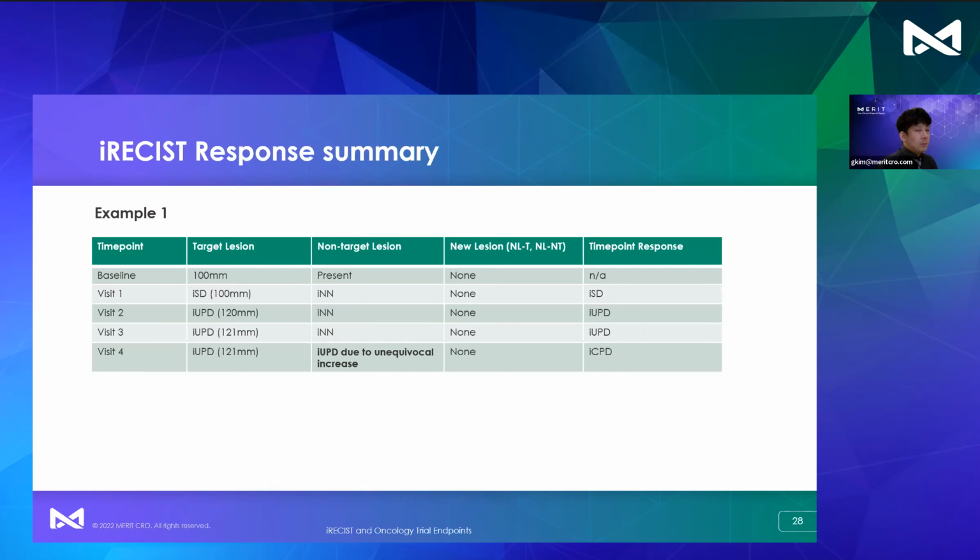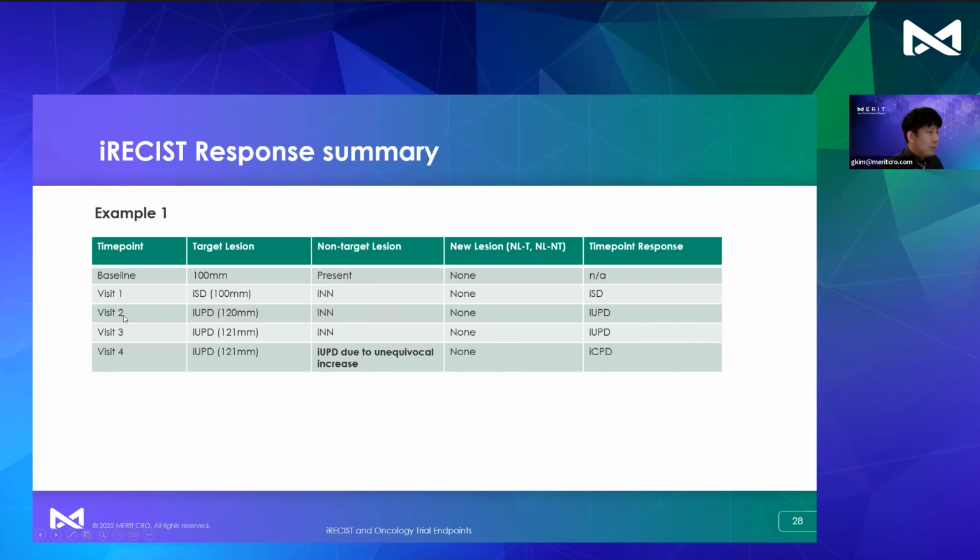So here are some examples. On time point 1, the subject has a baseline sum of diameters of 100 millimeters. Non-target lesions are present, and there are no new lesions at baseline. At visit 1, we have a stable SOD, or sum of diameters, and stable non-target lesions. So we give iSD. This will lead into the stable disease time point response.